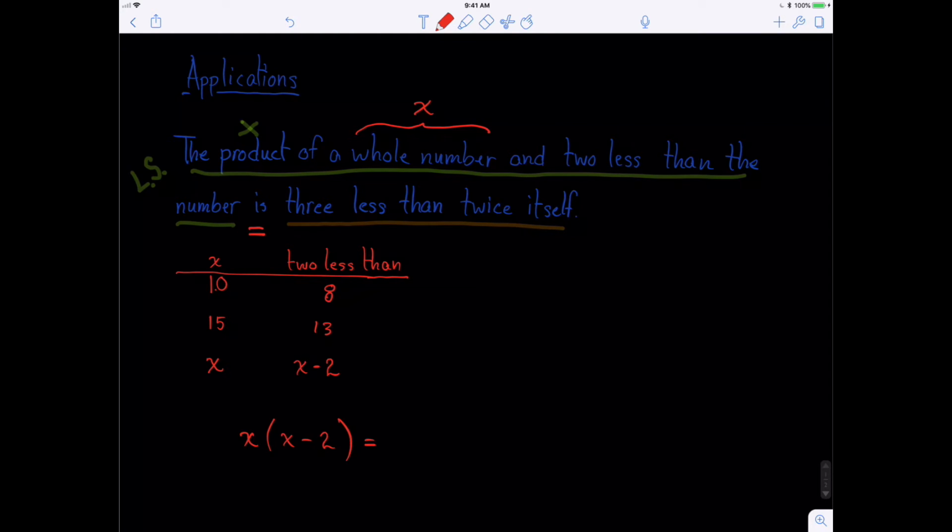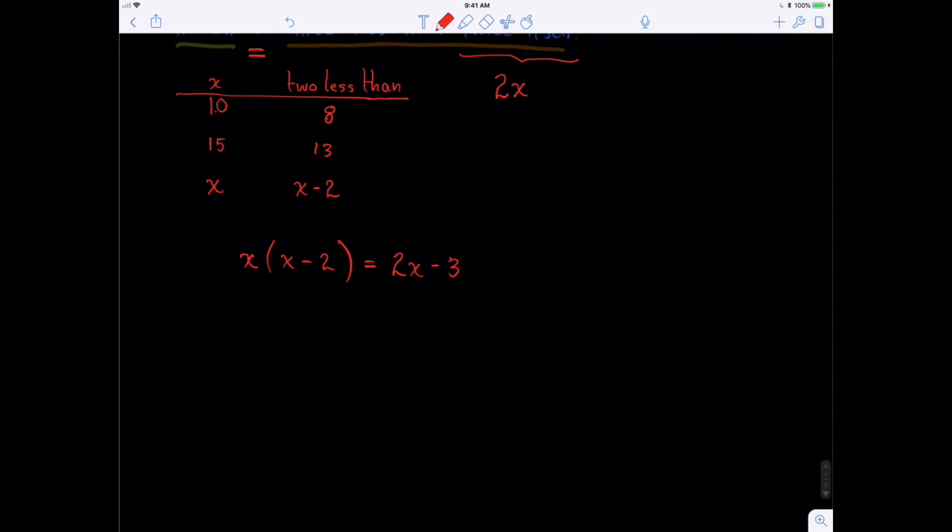Now, let's take a look at the right-hand side. And it says it's 3 less than twice itself. Well, twice itself just means to double a number. So if I had a number x, then I would just double it. But it says the result is 3 less than that. So 3 less than means subtract 3. And so with that, I can write the right-hand side as 2x minus 3. And now we can solve.